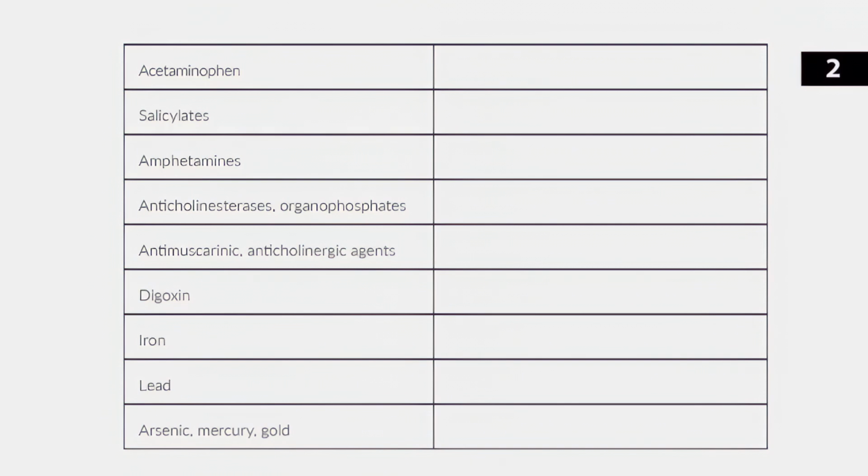So first, acetaminophen. The answer was N-acetylcysteine. Next, salicylates. So this is aspirin. Remember, aspirin is a weak acid, so to trap that acid in the urine, you're going to need an alkalizing agent to alkalize that urine. So we give sodium bicarb to alkalize that urine. And then maybe dialysis is also effective in getting rid of those things as well if it's too bad.